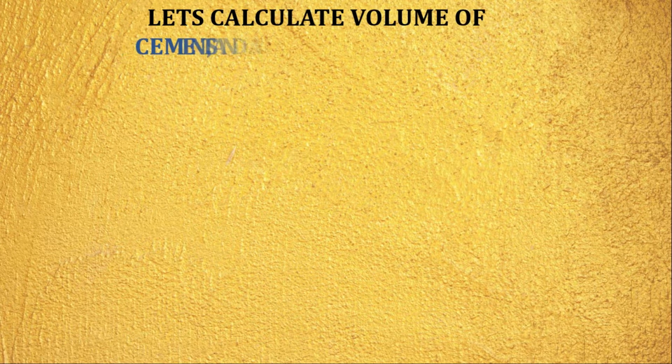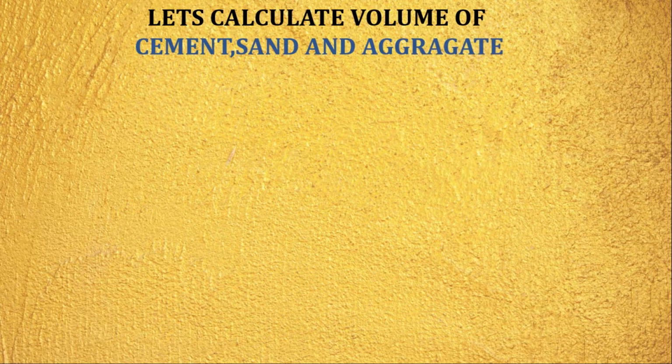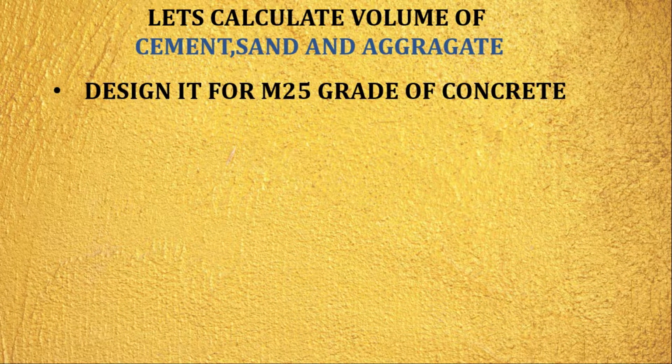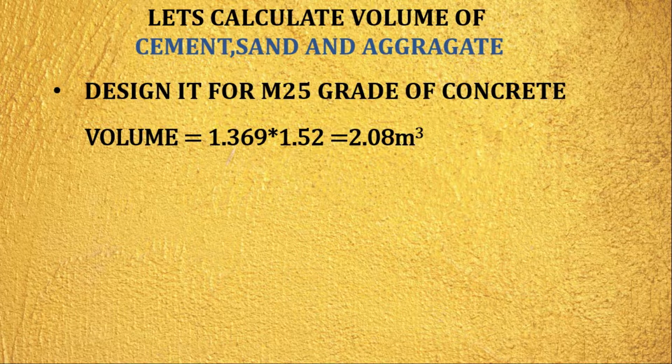As we know, the total volume we will require, that is 1.369, will be the wet volume. So we can calculate the quantity of cement, sand and aggregate as below. Let's see how we can calculate it. We will design this water tank for M25 grade of concrete, so the proportion of cement, sand and aggregate is going to be 1:1:2. As we know, 1.369 is a wet volume.